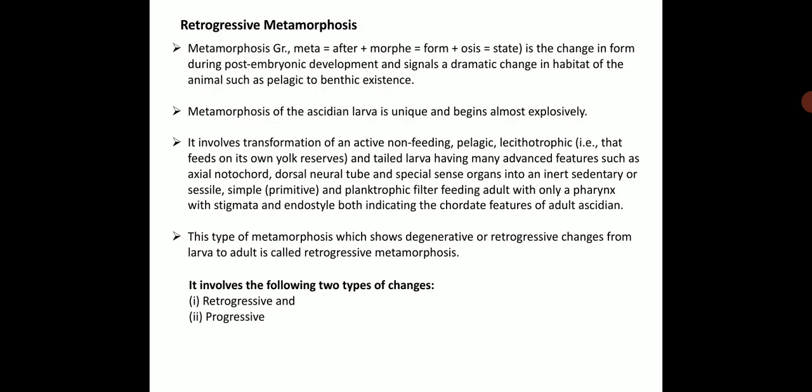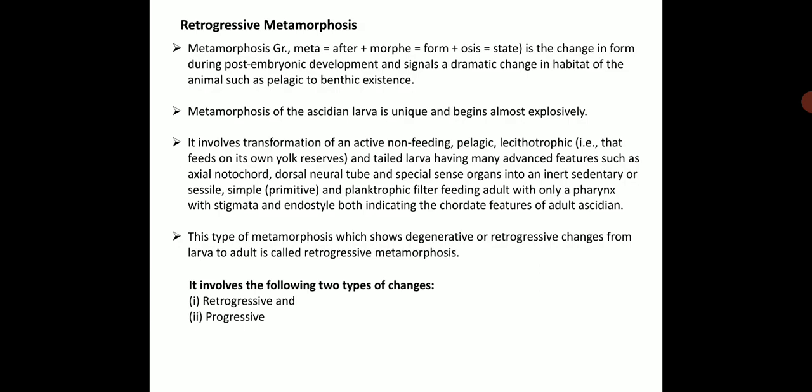So it involves transformation of an active, non-feeding, pelagic, lecithotrophic and tailed larva having many advanced features such as notochord, neural tube and special sense organs into an inert, sedentary or sessile, simple planktophagic filter-feeding adult with only a pharynx with stigmata and endostyle, both indicating the chordate features of adult ascidians.